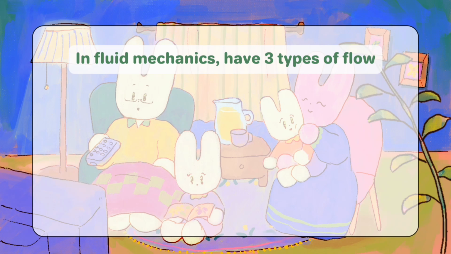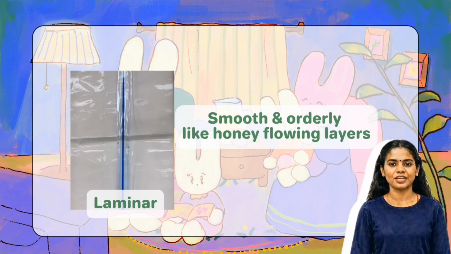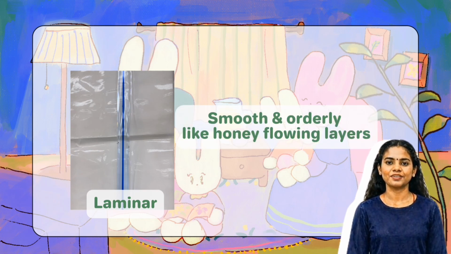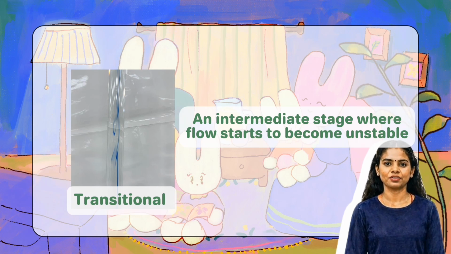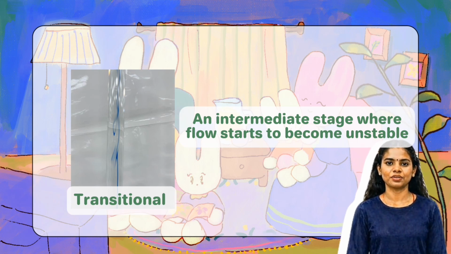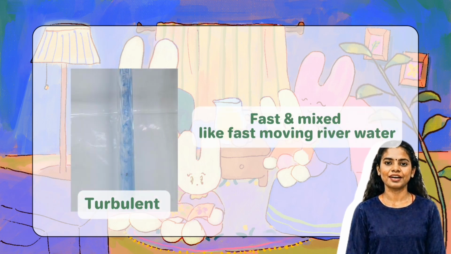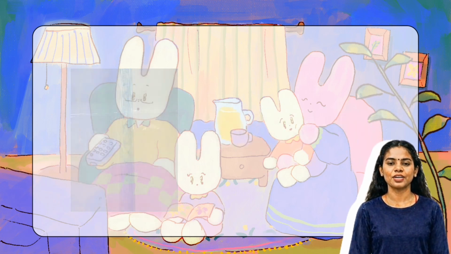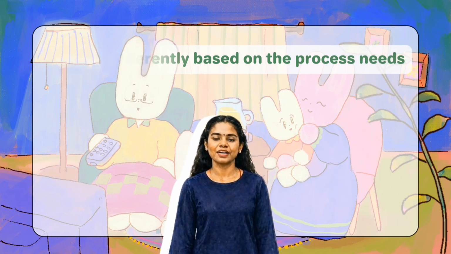In fluid mechanics, we have three types of flow, which are laminar, transition, and turbulent. Laminar flow is smooth and orderly, like honey flowing. Transition flow is an intermediate stage where the flow starts to become unstable, while turbulent flow is fast and mixed, like fast-moving river water. These flows are applied differently based on the process needs.